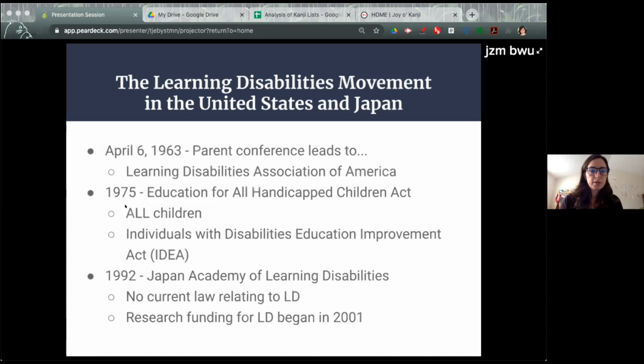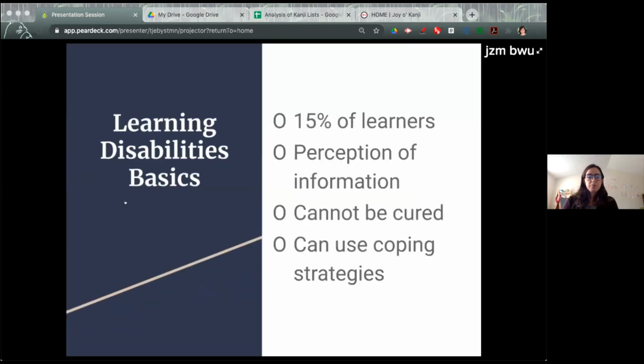Some of this research in Japan on how to support people in the Japanese language is likely to be newer than what's already established for the English language. Okay, so the basics. About 15% of learners in American schools are estimated to have a learning disability of some sort. So statistically, you're pretty likely to have students with learning disabilities in your classes every single year.